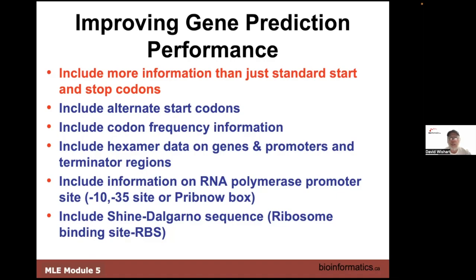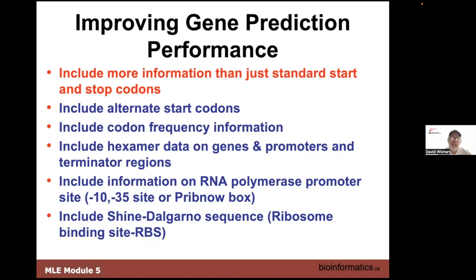Another thing that people found is that hexamers, which are two codons or paired codons together, tell you a lot. Hexamer frequencies are quite different between coding regions and non-coding regions, between promoters and terminator regions. And this is information that's been known for quite a while.